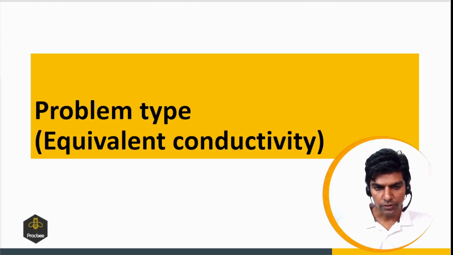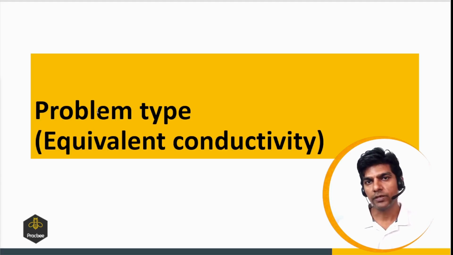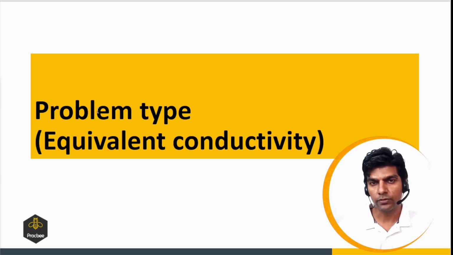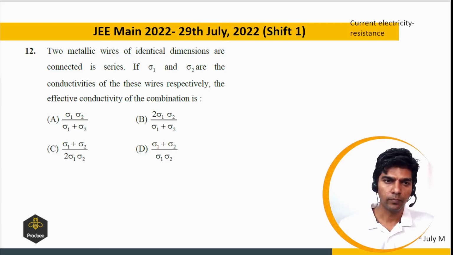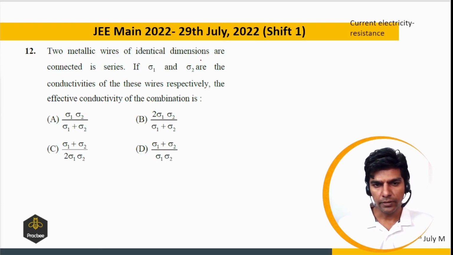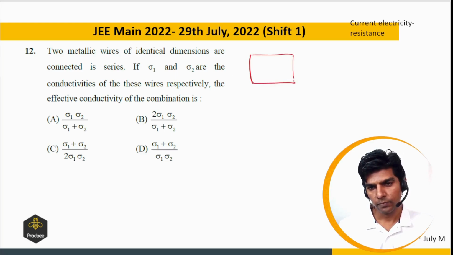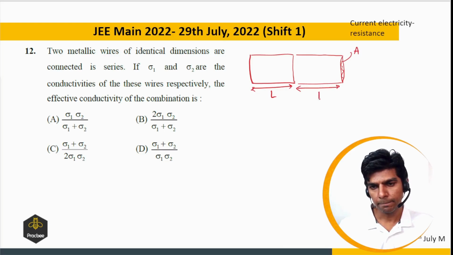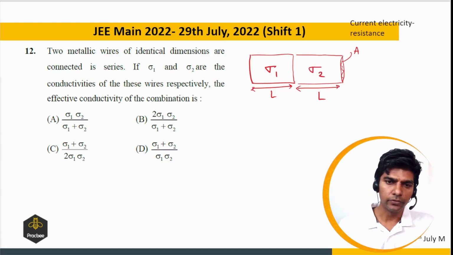Now let us see the next problem type, and it is based on the equivalent conductivity. So here we are going to connect two conductors together, and then we have to find the equivalent conductivity. Two metallic wires of identical dimensions are connected in series. So let us say we have two cylindrical conductors of identical dimension. This is A, length of one of the conductors is L, and the first conductor has a conductivity sigma 1, and for the second it is sigma 2.